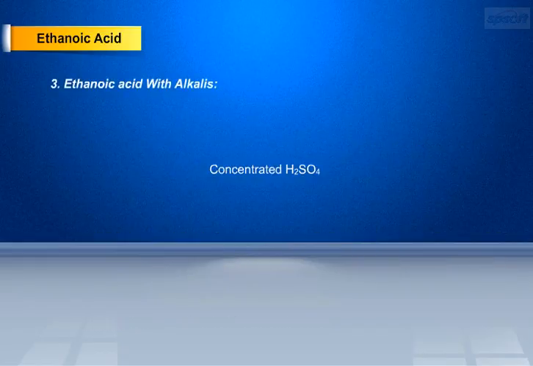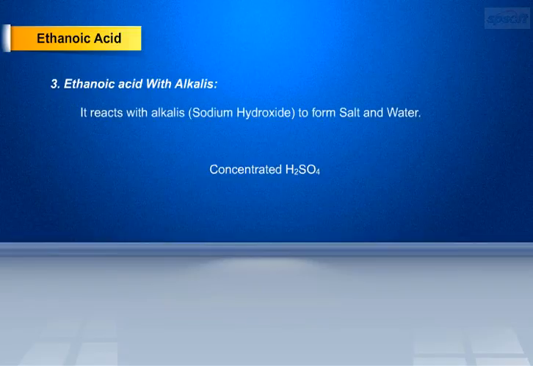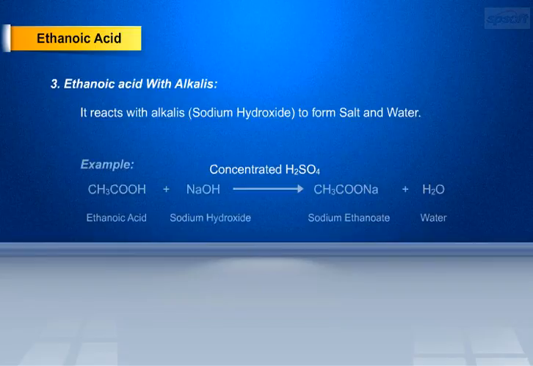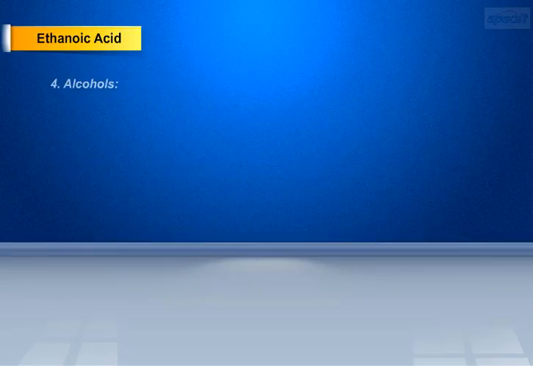Let us see ethanoic acid with alkalis. It reacts with alkalis, that is, sodium hydroxide, to form salt and water. For example, the chemical equation for the reaction is CH3COOH, that is, ethanoic acid, plus NaOH, that is, sodium hydroxide, gives CH3COONa, that is, sodium ethanoate, plus H2O, that is, water. Now we shall see about alcohols.